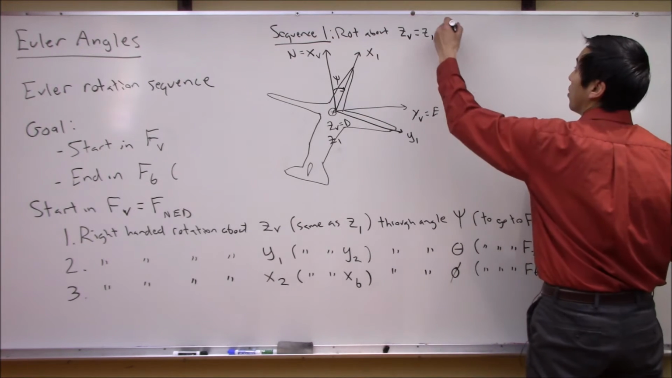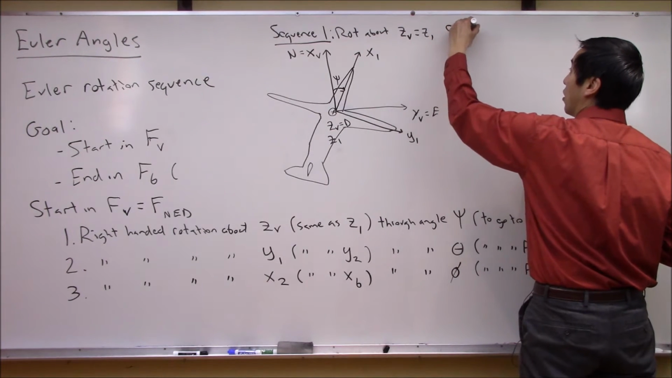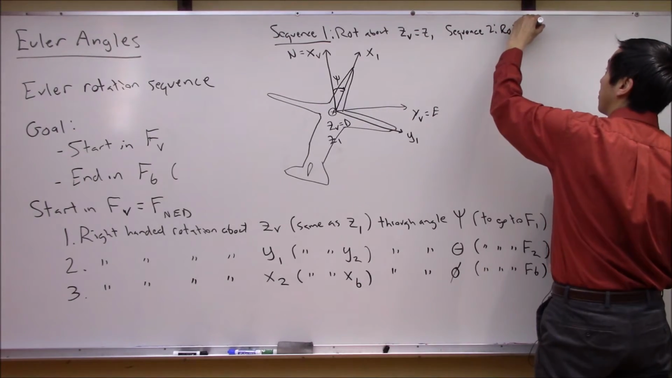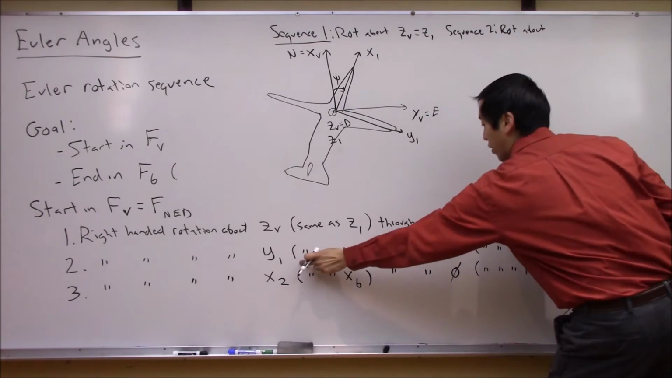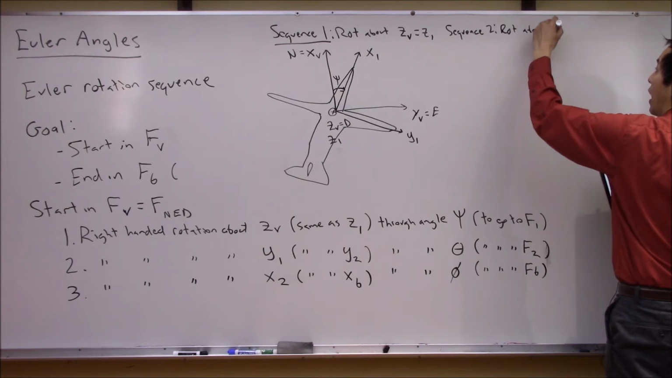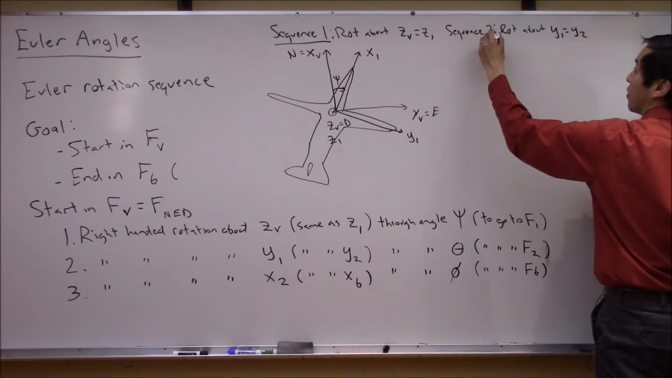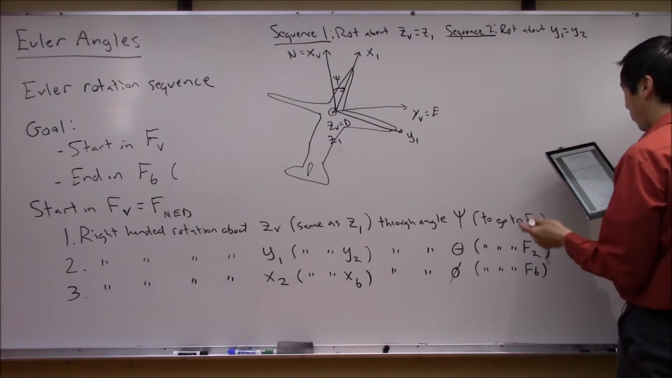Okay, so sequence 2, right? This is a rotation about what do we say? The y-axis, right? About y1, which is the same thing as the y of the 2 frame, right? So that's sequence 2. Okay, so again, let's draw this picture.